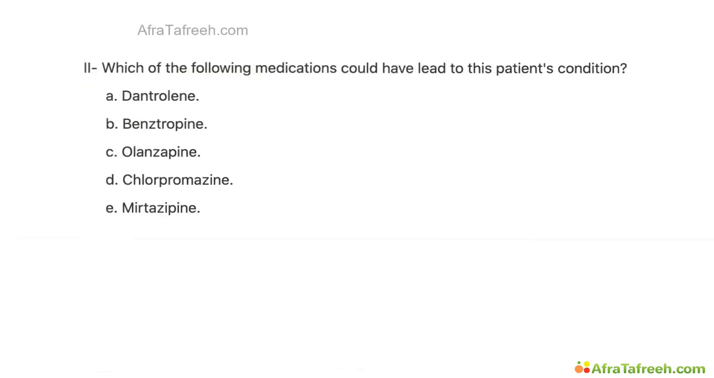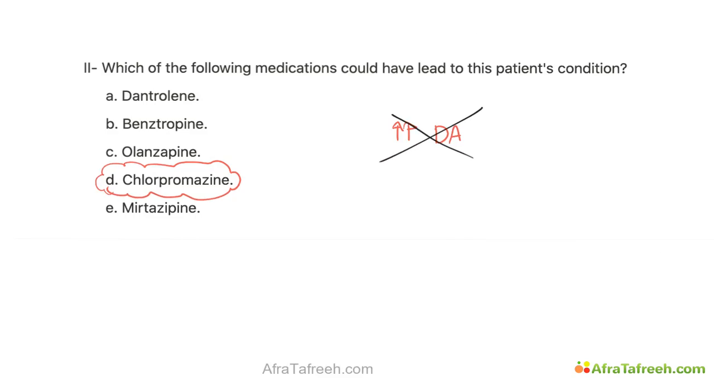Question number 2, same case. Which of the following medications could have led to this patient's condition? Please pause. And the answer is, choose any typical antipsychotic. If you remember the previous video, what is the cause of psychosis or schizophrenia? It's associated with increased dopamine in the brain. How do you treat psychosis or schizophrenia? Decrease the dopamine in the brain by antagonizing the D2 dopamine receptors. Chlorpromazine will antagonize the D2, leading to decrease the action of dopamine in the brain.